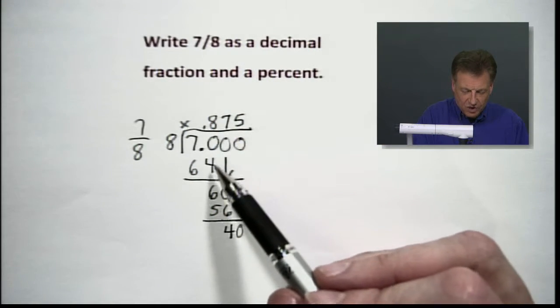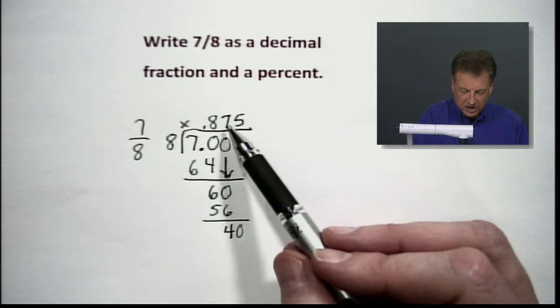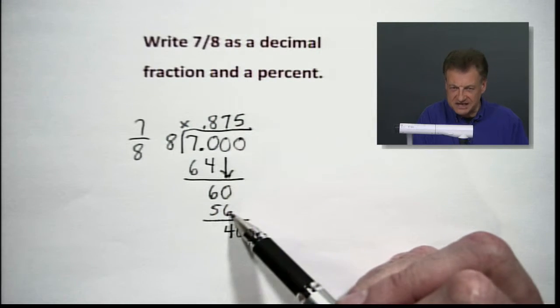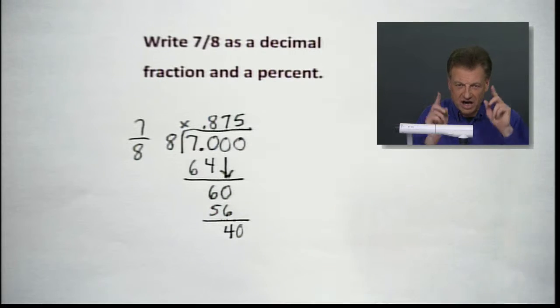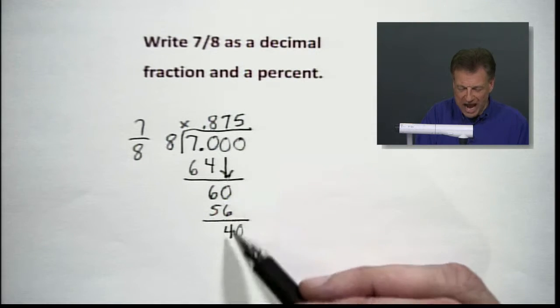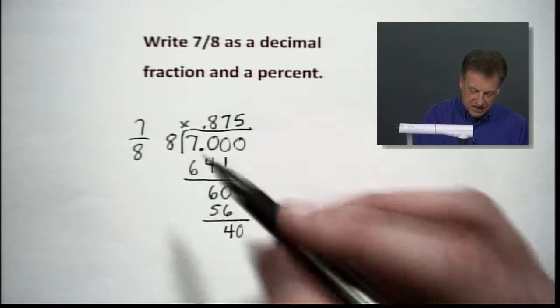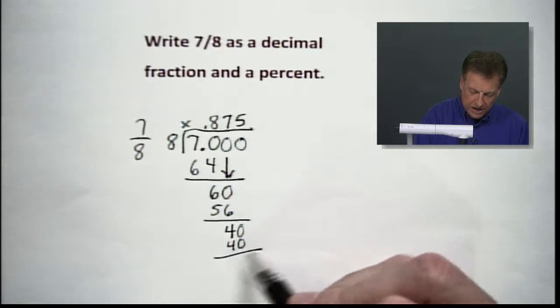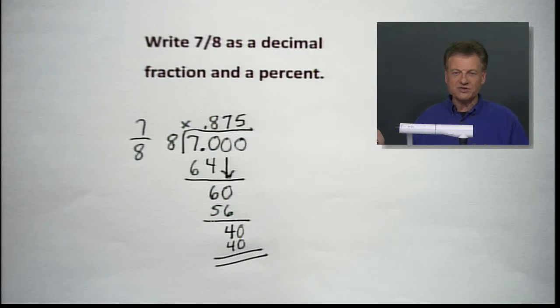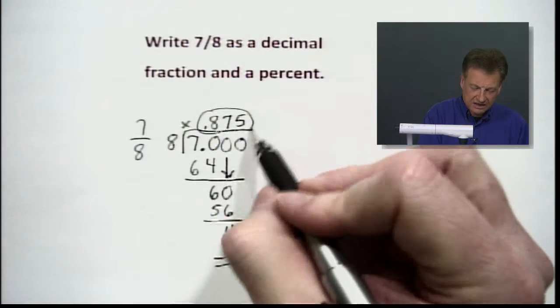So we got 64. We subtracted. We got 60. We said 7 times 8, which gave us 56. Everybody good so far? Nod with me. You got it. Subtract out, we get a 40. And we got 5 times 8, which gives us 40. We have nothing left to worry about. We are done with this one. And we have that as a decimal.